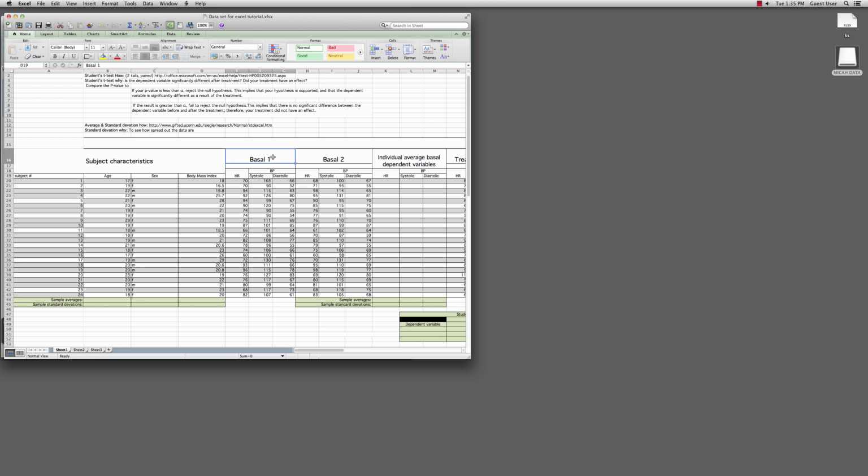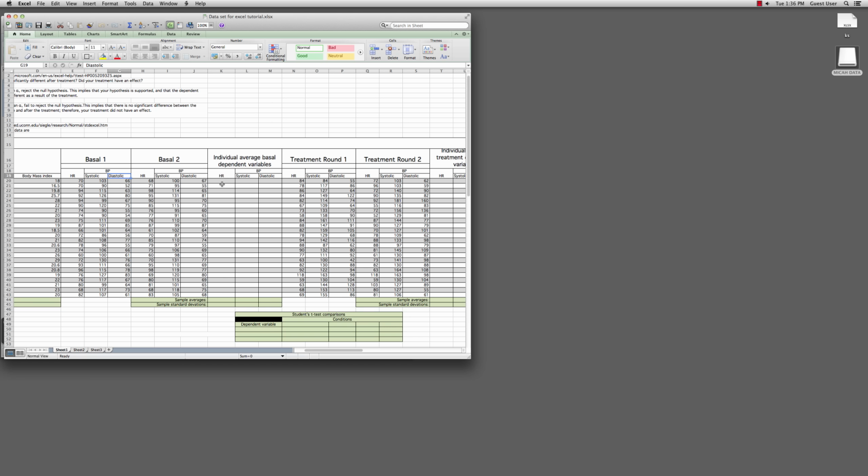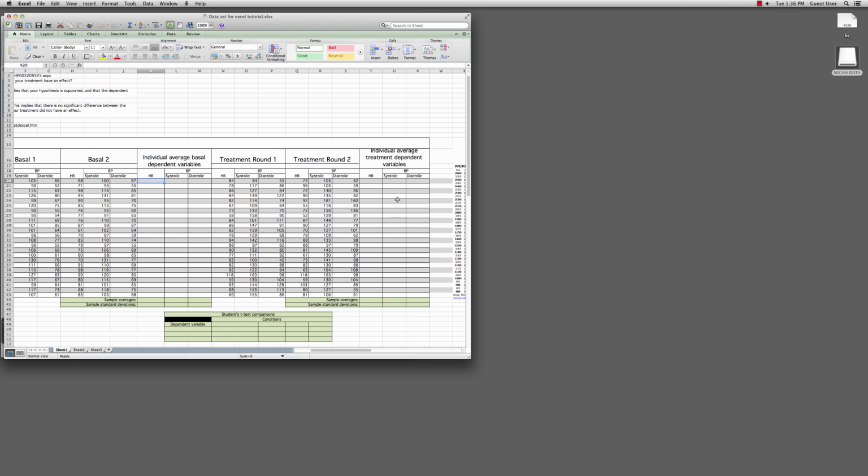Basal. So this is your control condition, right? Beforehand, before you do something. And we measured for dependent variables heart rate and blood pressure. For blood pressure, you have the systolic and diastolic pressures. We did the control condition twice, so two repeats so that we're a little more sure of our data. Then I have some room because each person did it twice, so I want to find subject number 1's average. And then I have my treatment, round 1 and round 2. Again, two repetitions of our treatment, and again some space here.